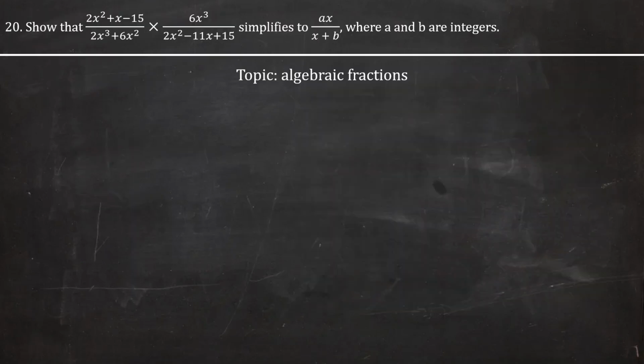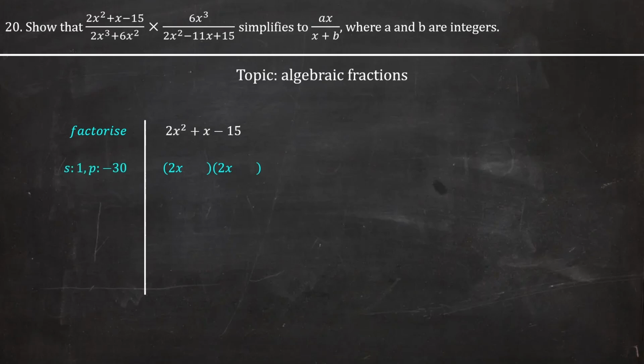Question 20, algebraic fractions question. First thing that we need to do here is we're multiplying and simplifying, so we're going to factorize everything. We're going to start from the top left. So open the brackets, it's 2x squared, so it's going to be 2x, 2x. We're looking for two numbers that add to 1 and times to minus 30. You can do the factors of minus 30 if you want, but those numbers are minus 5 and plus 6.